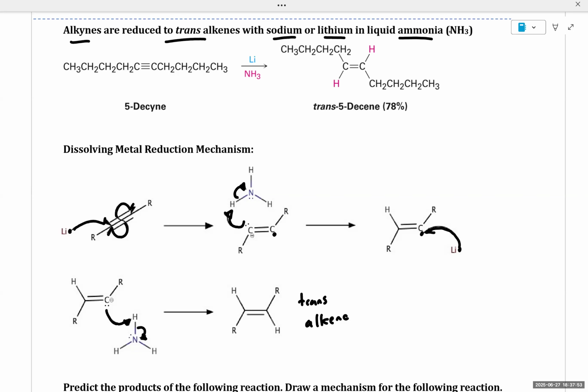So as you can see in dissolving metal reduction, we have a transfer of an electron, protonation of the anion, transfer of another electron, and protonation of the newly formed anion. The reason why dissolving metal reduction favors generation of the trans alkene is in part because you're trying to minimize steric hindrance and steric strain between your bulky alkyl groups.